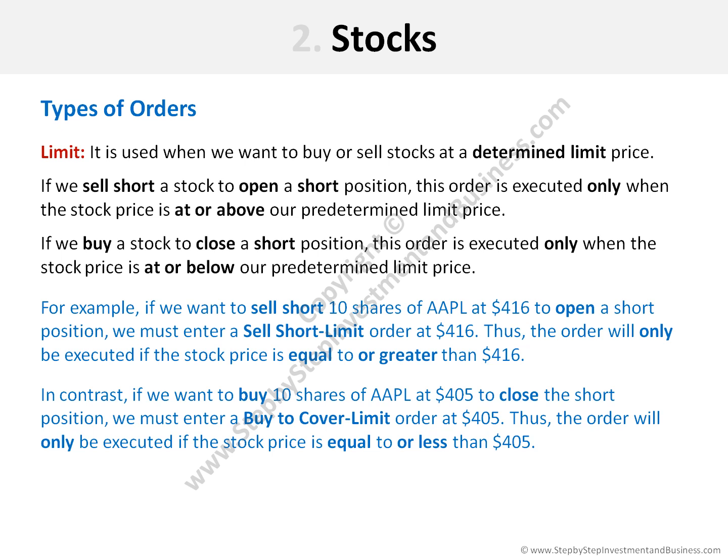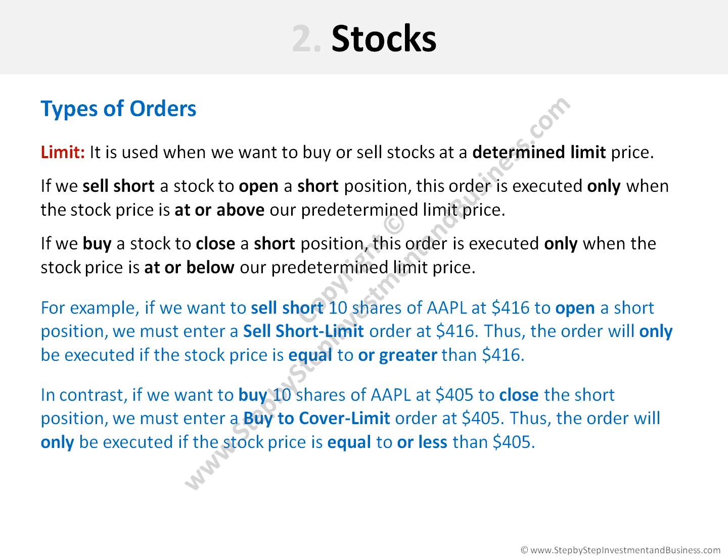If we want to sell short 10 shares of Apple at $416 to open a short position, we must enter a sell short limit order at $416. Thus, the order will only be executed if the stock price is equal to or greater than $416. That is, it is guaranteed to sell at a minimum of $416.